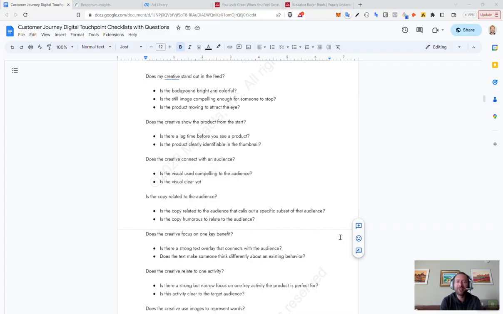Is the still image compelling enough for someone to stop? Is there something about the ad that causes someone to stop? Is it clear to see what the product is, and will someone stop? Is the product moving to attract the eye? Some people love static ads. I do not like static ads. I like some degree of movement, even if it's subtle movement, because subtle movement attracts the eye and causes me to focus on different things.